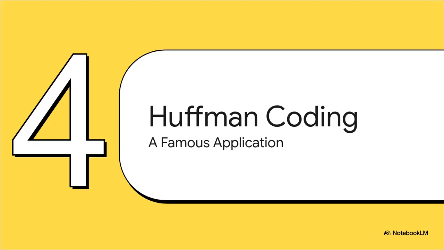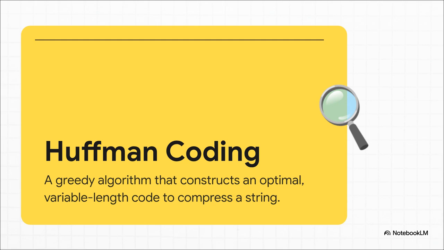Now, this isn't all just for abstract puzzles. Let's look at a famous real-world algorithm that uses a brilliant greedy strategy, one you probably use every single day without even knowing it. We're talking about Huffman coding. Huffman coding is a cornerstone of data compression, like in zip files. The main idea is super smart.